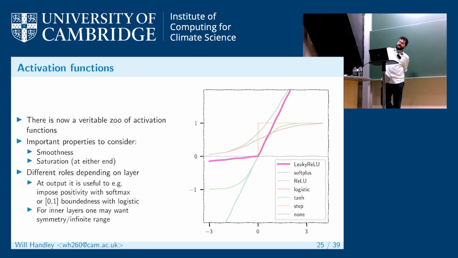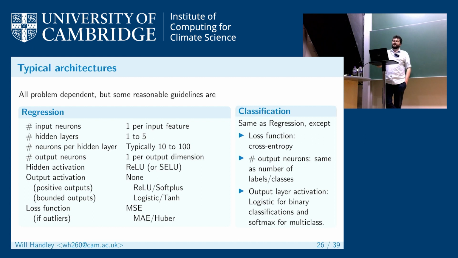And then the output activation depends on what you're looking for. If you have positive outputs, the ReLU or softplus is a good idea. Bounded outputs, a logistic is a good idea. And the loss function, mean squared error, unless you know you've got outliers, then try the mean absolute error or the Huber loss as we discussed.